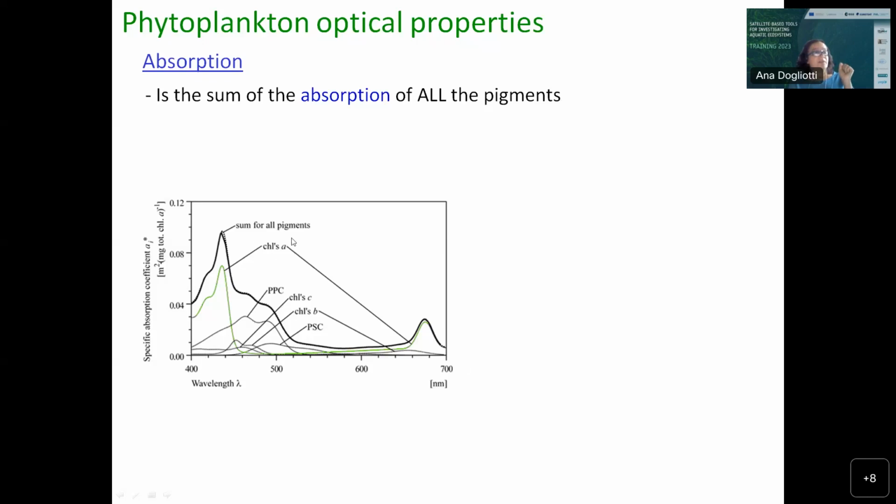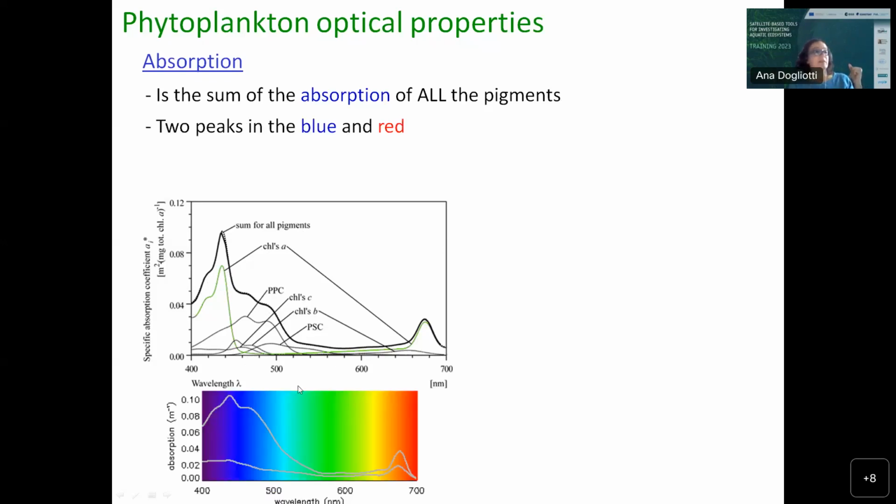And you see that for different pigments, here you have chlorophyll A, which I put in green, chlorophyll C, chlorophyll B. So there are different pigments that have different spectral characteristics. And the sum of all the pigments gives this dark, bold black line. Basically what we see is a main peak in the blue, and another peak in the red of the total. But actually, chlorophyll A is the main absorber in the blue, so this peak generally coincides with the chlorophyll A peak in the blue.